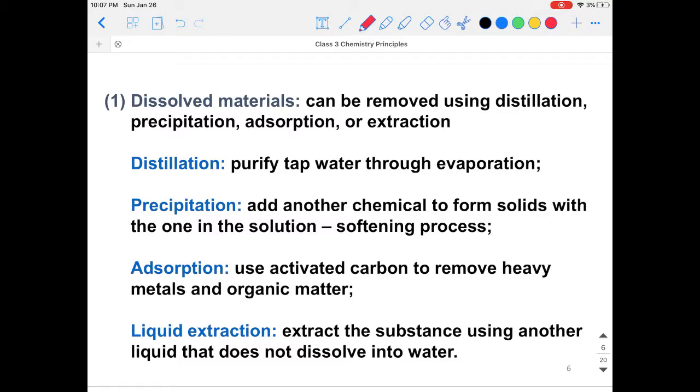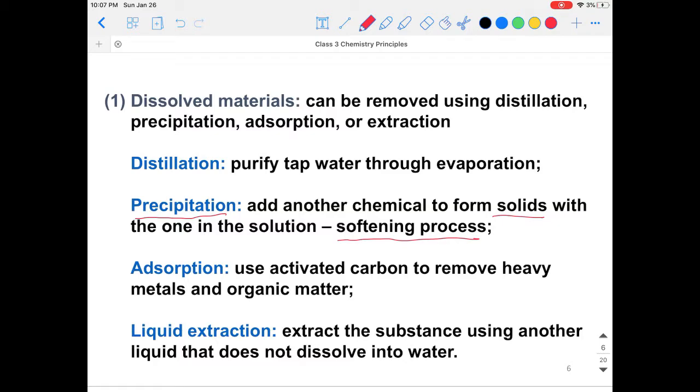We can also use the precipitation method. So what that means is that we can add another chemical into the solution and then to form solids. So basically these solids will precipitate or settle down within the liquid mixture. And this method is commonly used in the softening process, and we're going to learn that in the water treatment. We can also use the adsorption.